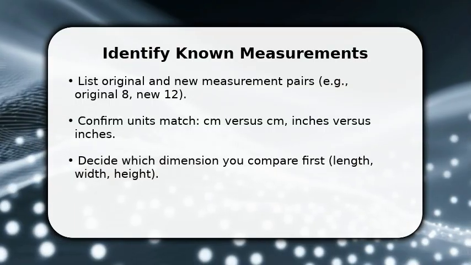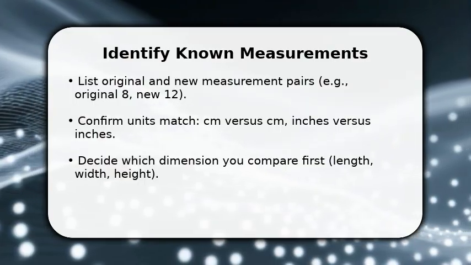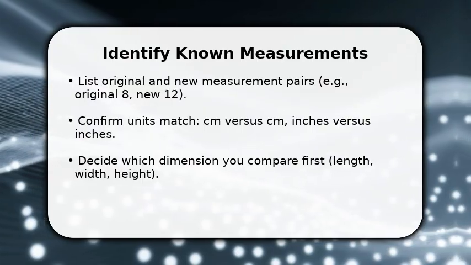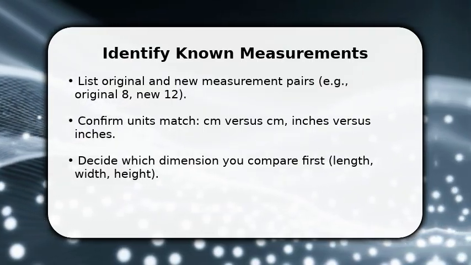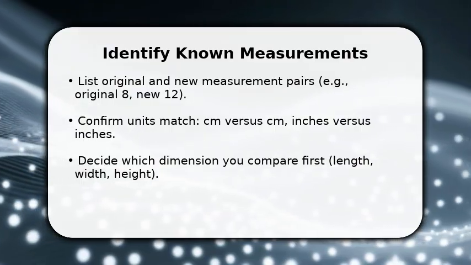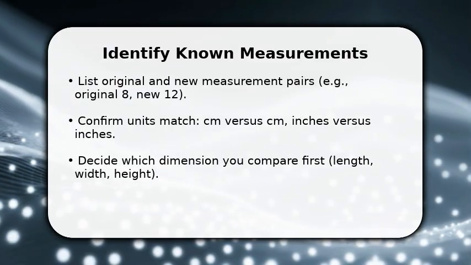You start by gathering the two corresponding measurements you already have and confirm units. This is essential because mismatched units break the ratio. Write original value first and new value second, for example 8 and 12, so your fraction follows a consistent order.